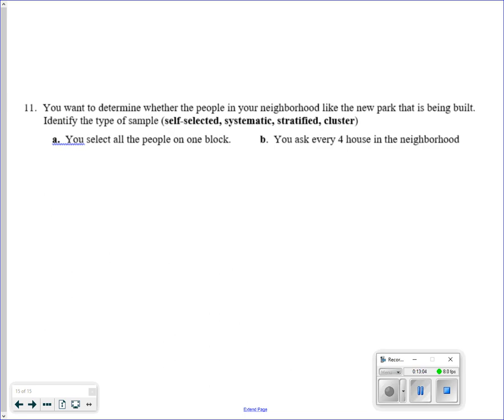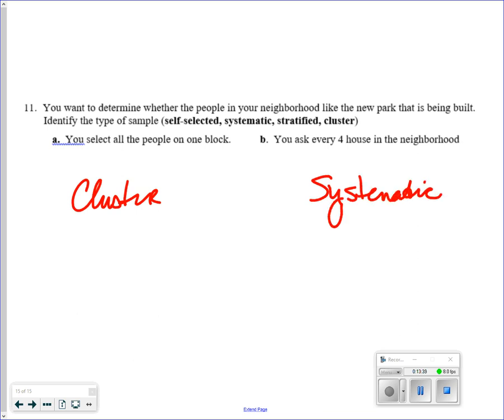Question 11 now. You want to determine whether the people in your neighborhood like a new park that is being built. Identify the different type of sample. Self-selected, systematic, stratified, or cluster. You select all the people on one block. So now you have everybody divided up into blocks, and you talk to all the people from one block. That would be considered a cluster because, again, they've been divided up into blocks, and then you talk to all the people in one particular block. The next one, you ask every fourth house in a neighborhood. That would be considered systematic because you have to have a rule. A rule says that you're going to talk to every fourth person.